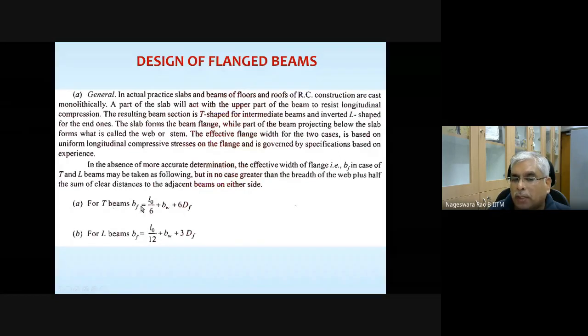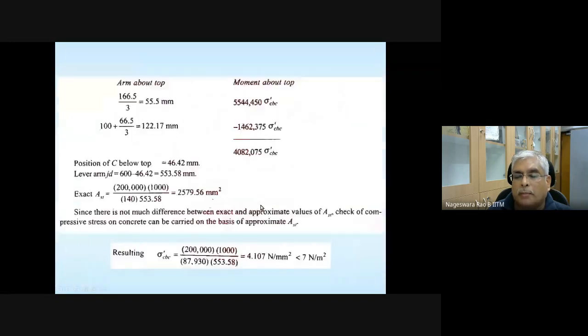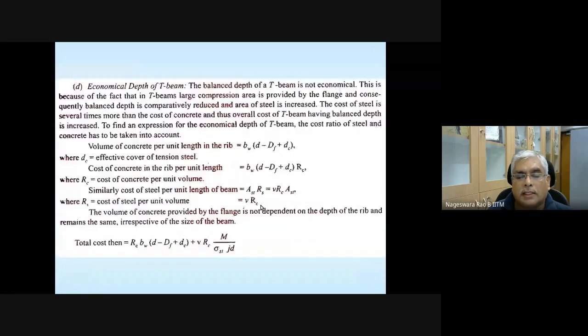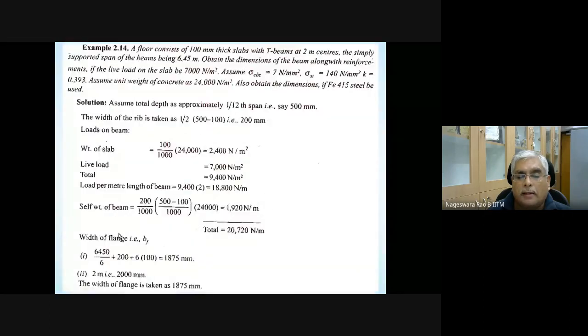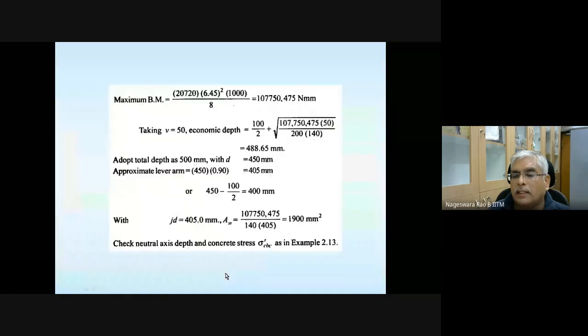Width of the flange should be taken as either this, but not greater than the breadth of the web plus half the clear distance between the adjacent beams on either side. So that's why we need to compare both of them, and that is what is done here. Whichever is smaller, that is taken as the width of the flange. So now you got the width of the flange, and then you can proceed further.